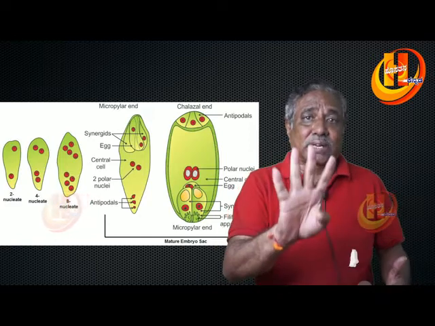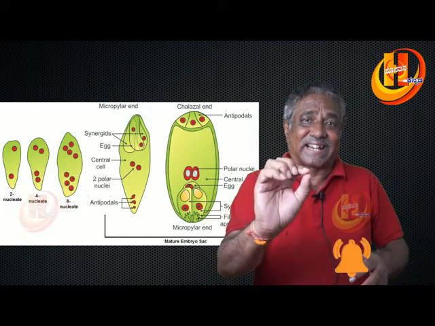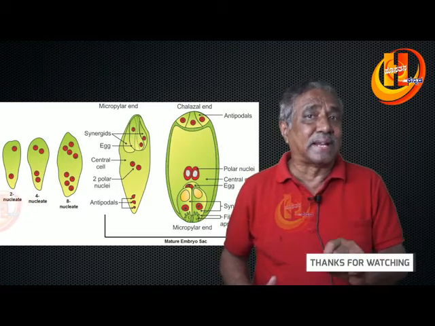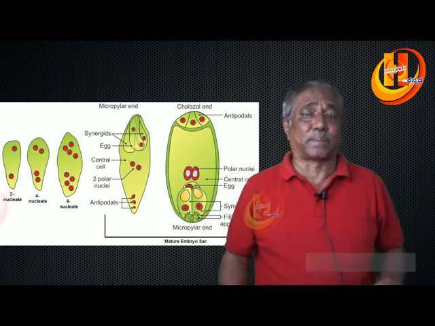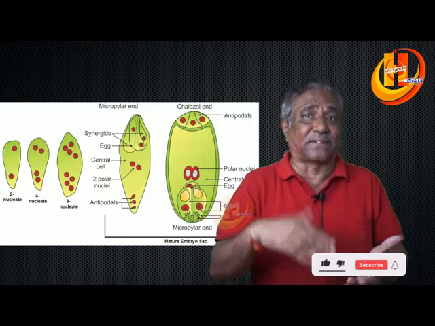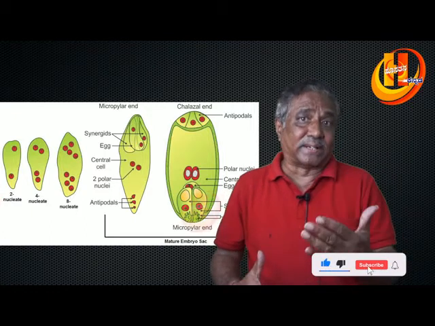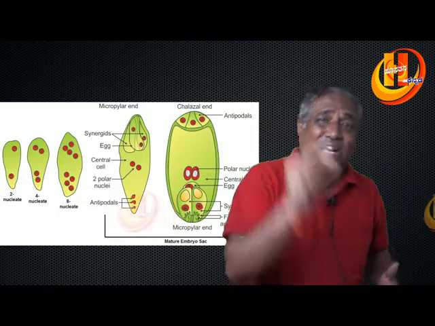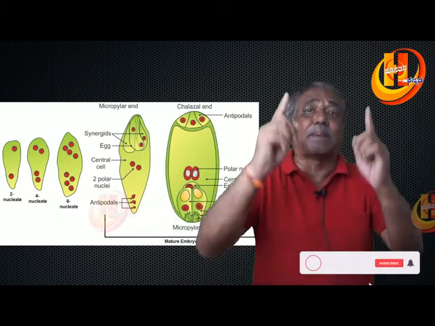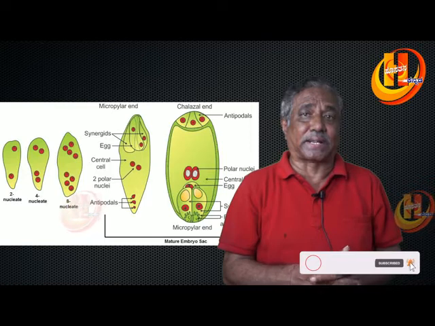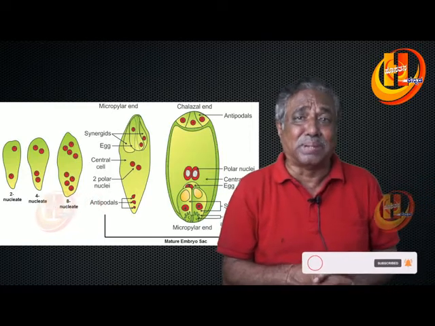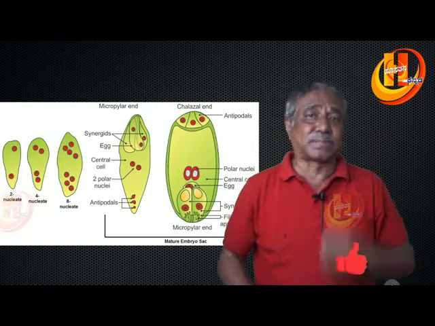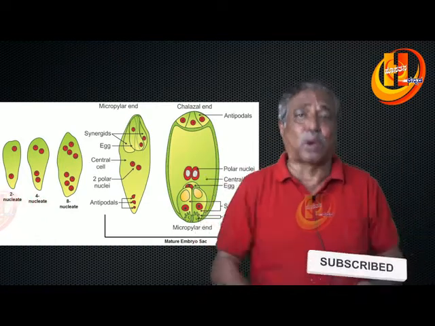Of the 4, 3 get degenerated, and only one persists, remains, that is called the functional megaspore. The entire female gametophyte, or the embryo sac, will be given from this single functional megaspore. Hence the development of the female gametophyte or embryo sac is said to be monosporic, that is, it develops from a single functional megaspore.